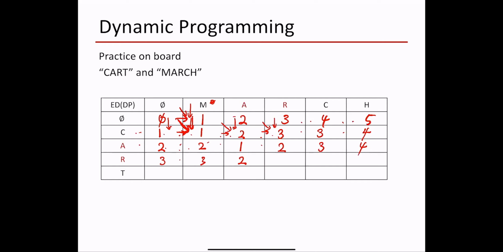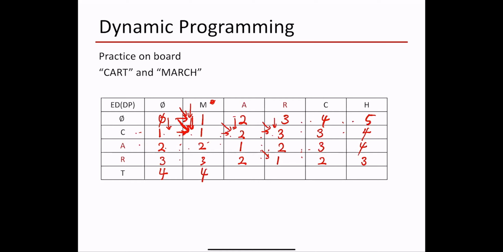Oh, R and R match, so I'm using the previous one. Out of 3 candidates, I'm choosing the minimum one. C and R doesn't match, so choosing out of 3 plus 1. H and R, choosing the minimum plus 1. Okay, so only one candidate. So out of 3 candidates, choosing the minimum plus 1.